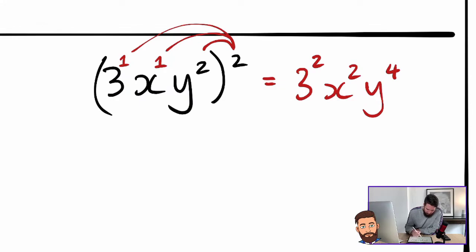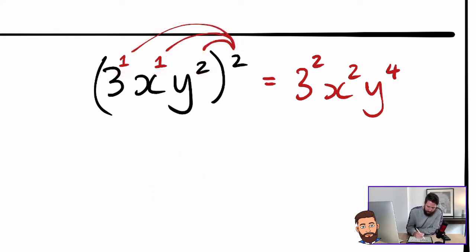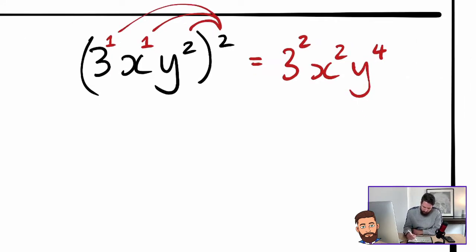So most students would just get 3xy^4 for this, which is wrong, because we have to distribute the squared to all of the powers, and it is remembering that because there is no power, it is actually 1, and we use that. So we're not quite done, because we know, don't we, that 3 squared is 9.